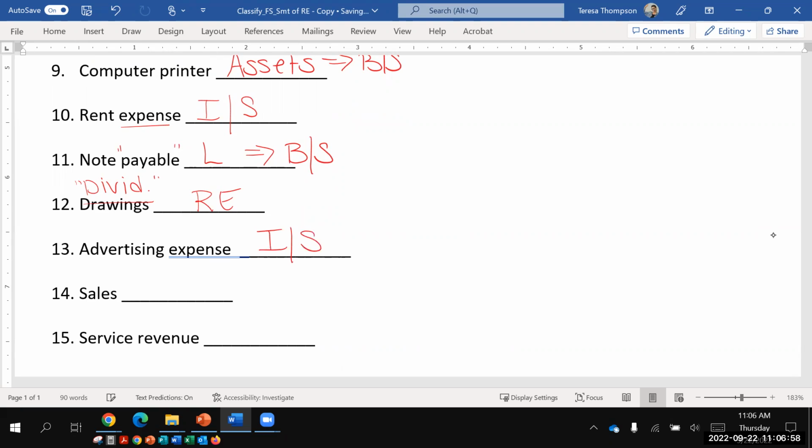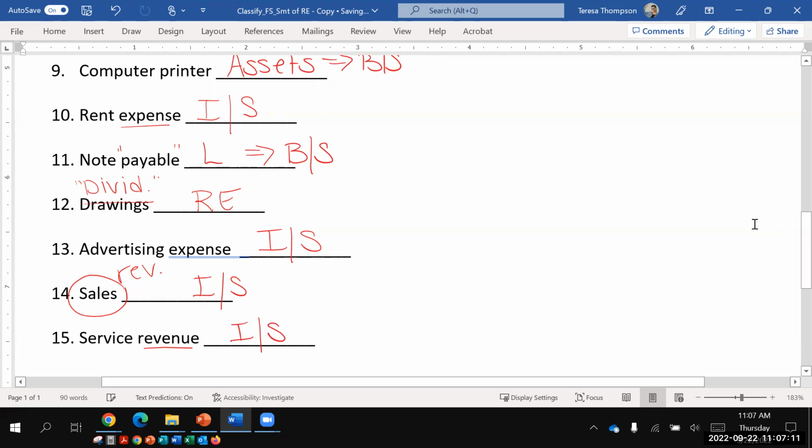All expenses. If it just says sales, and I think this was in your reading too, if it just says sales, that's sales revenue. Revenue is on the income statement. Here they were nice enough to tell us service revenue. Revenues on the income statement.